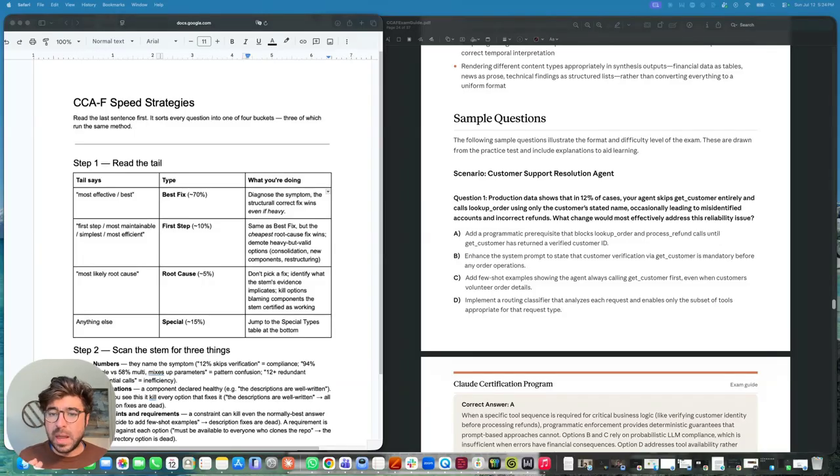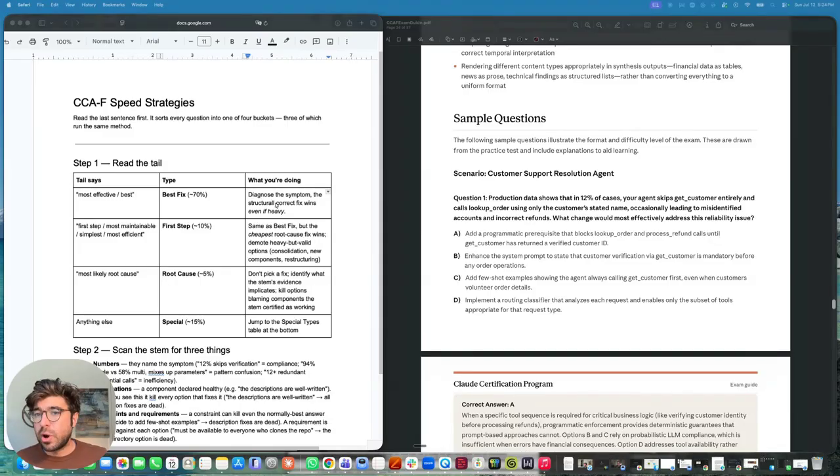The first step in solving these questions quickly is you're going to jump straight into reading the last sentence of the paragraph of the question. And what you're going to find in here is that there's going to be some language that's going to allow you to distinguish it between 4 different types of questions. The first type of question that's going to cover off over 70% of the questions is going to be a best fix kind of question. And what you're looking for in the tail is for it to say very plainly, most effective / best. And in these situations, what you're going to be doing is trying to diagnose the symptom, and then structurally, you're going to pick the correct fix, even if it's something that's very heavy.